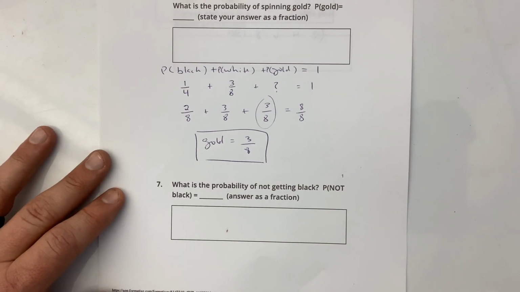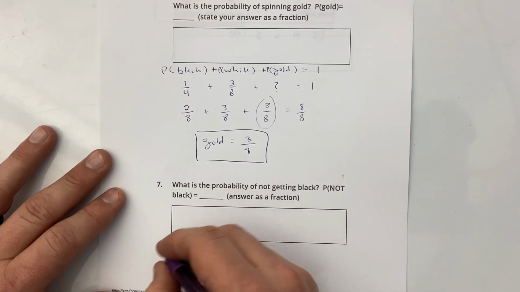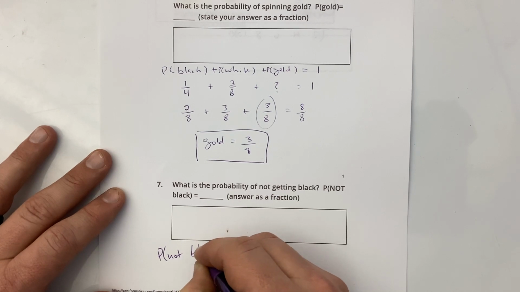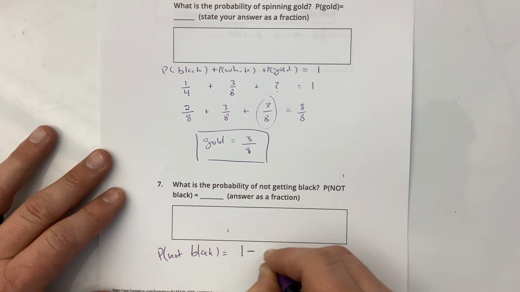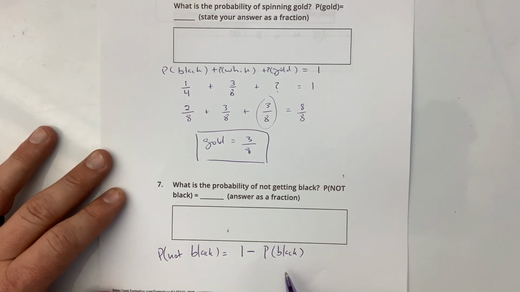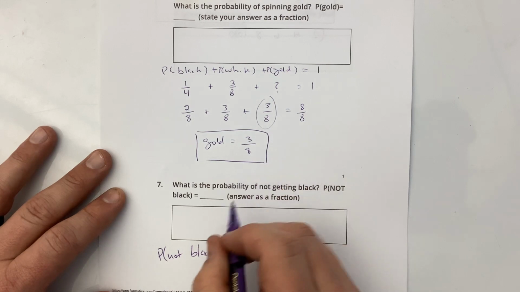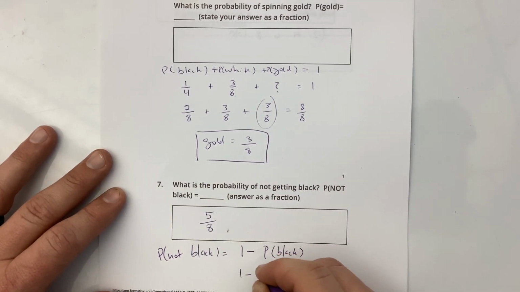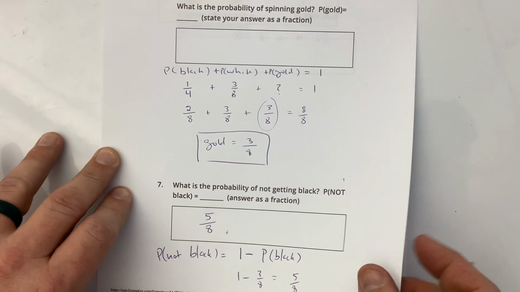What is the probability of not getting black? Well, the probability of not black is 1 minus the probability of black, because you're either going to get black or not. So I take 1 and I subtract 3/8 and I get 5/8, right? 1 minus 3/8 is 5/8. That's the fastest way to do that question.